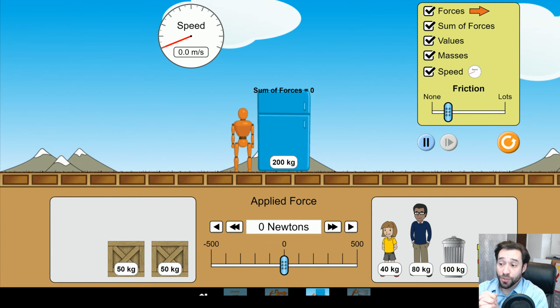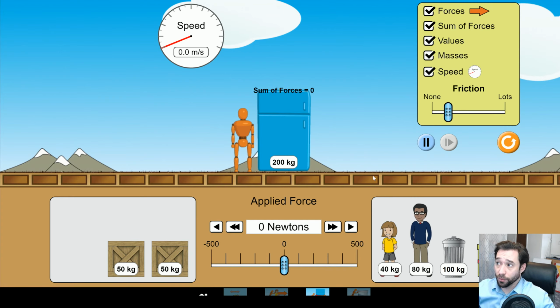Okay. So what we're going to do is we're going to start applying a force to the refrigerator, and we're going to try to figure out what the maximum amount of force that I can apply to the refrigerator before it begins to move. Because that would be the instant it switches from static friction to kinetic friction. All right. Or friction of being stationary to friction of motion.